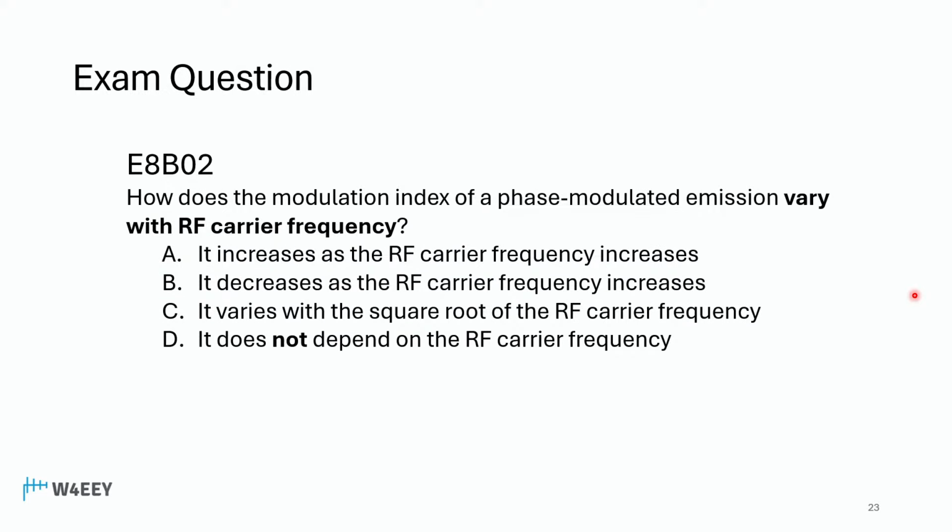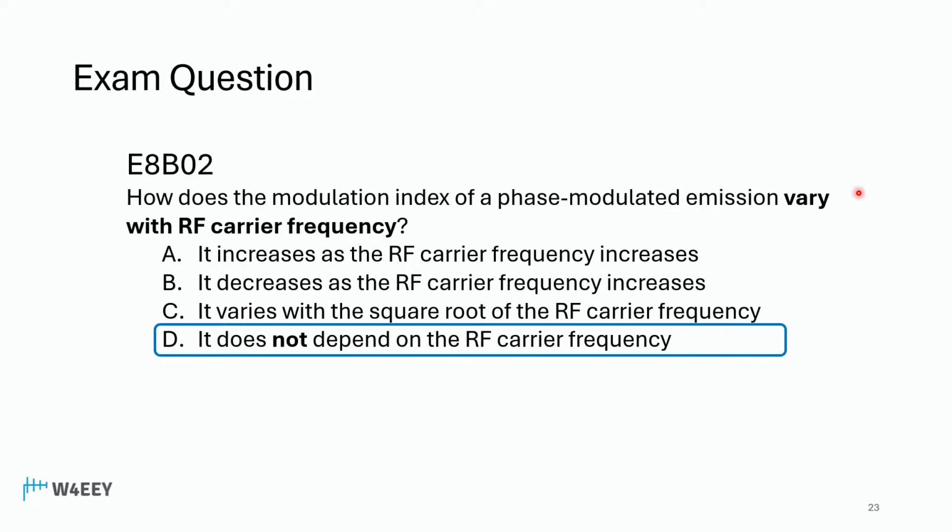How does the modulation index of a phase modulated emission vary with RF carrier frequency? Delta. I kind of gave it away with what I bolded there, and it won't be this way on your exam, of course, but I wanted to underscore that it does not depend on RF carrier frequency. So the modulation index is going to be the same on 2 meters and 70 centimeters and every place else. So hopefully that'll help you.